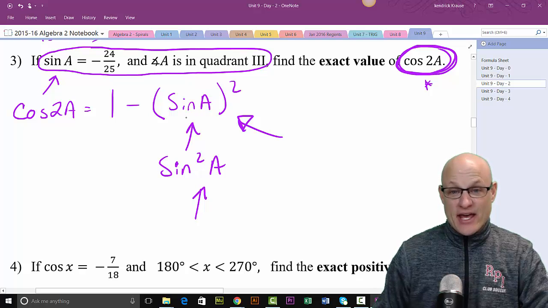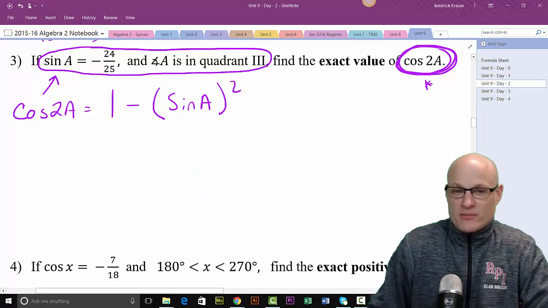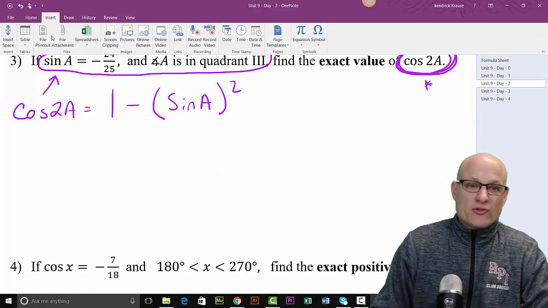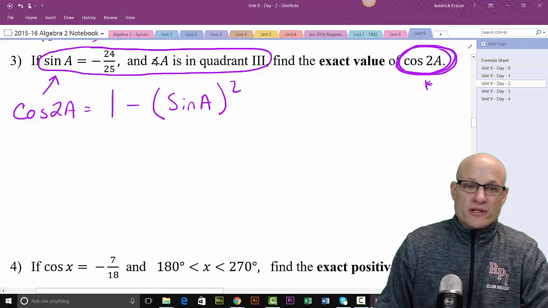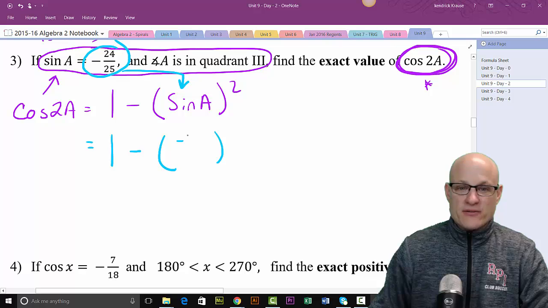Now, why do I really harp on that? Well, then I'm pretty much done with this problem. I was told what the sine of a is. It's right here. So I'm just going to plug that right into this formula. 1 minus negative 24 over 25 squared. And that I can just type right into my calculator.